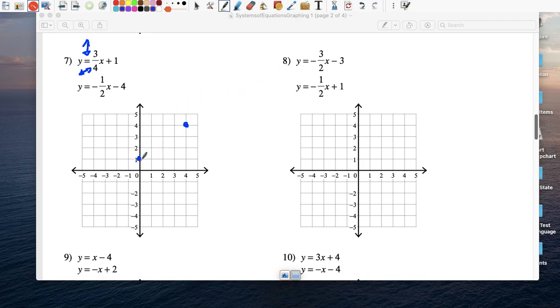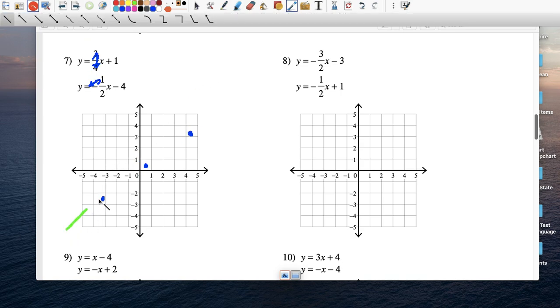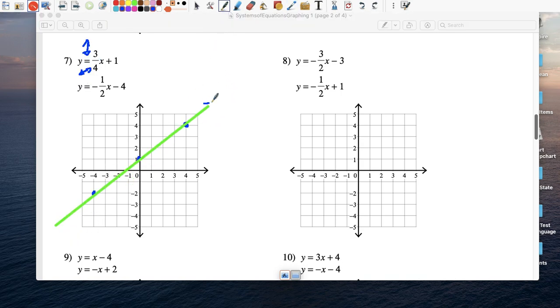So I can sneak in another point. So 1, 2, 3, 1, 2, 3, 4. So that's enough. No other points will fit in there. So stretch a line out, put an arrow, give this guy a name. y equals 3/4 x plus 1. Done. Let's do the second one.